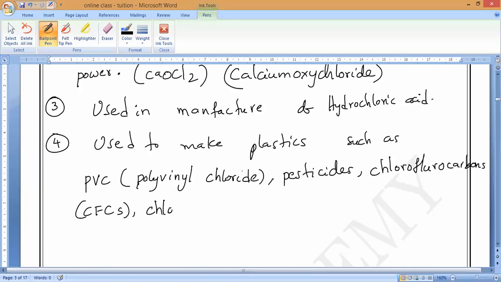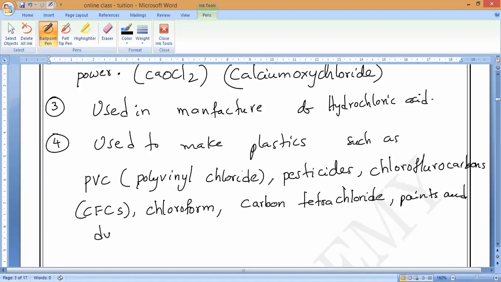Next one, chloroform. What do you mean by chloroform? Chloroform is used for anesthesia. Do you remember? To get an unconscious state, we use chloroform. Next one, carbon tetrachloride. Carbon tetrachloride is used in paints. And last, we can use it in dyestuffs.